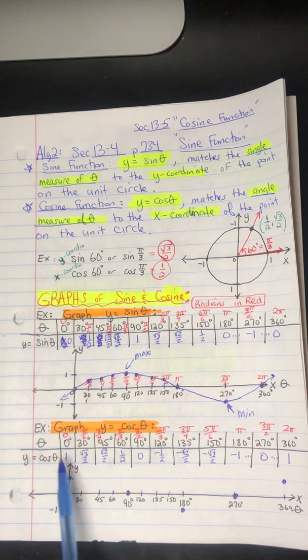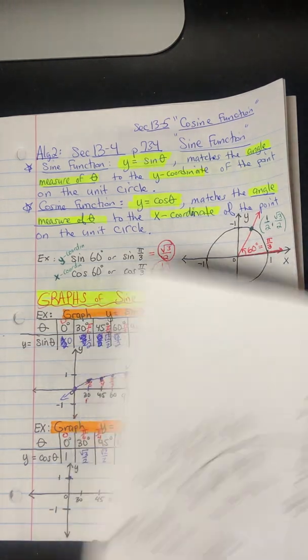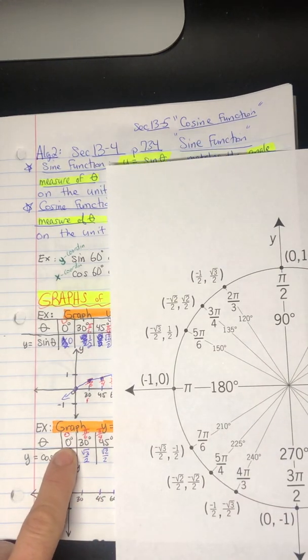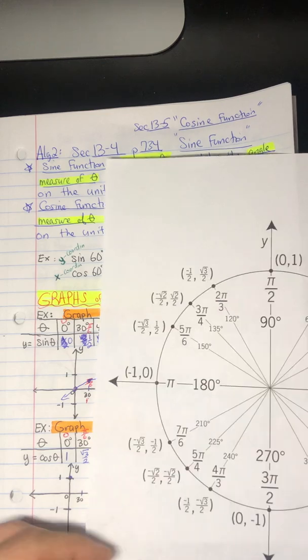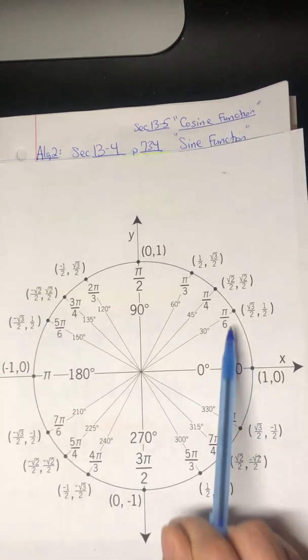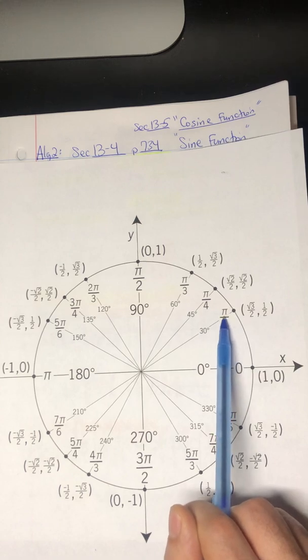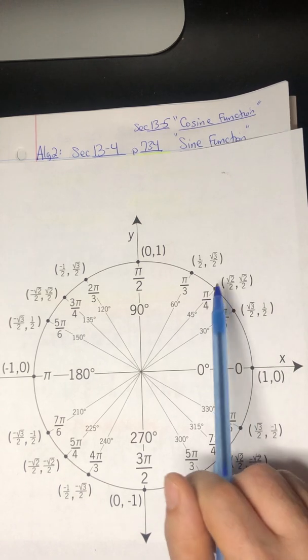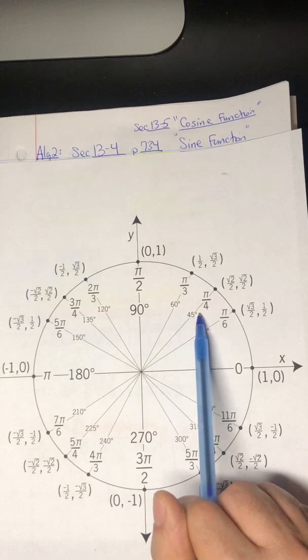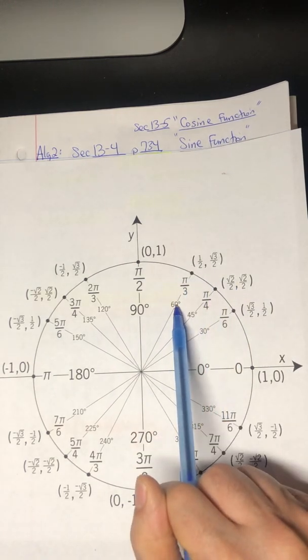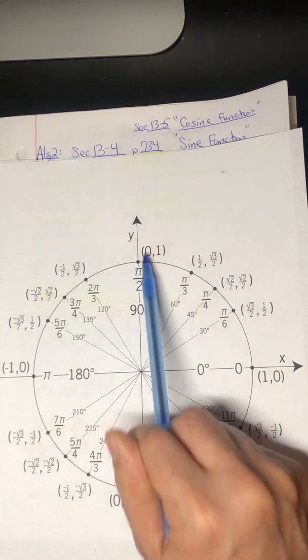Cosine is very similar, but look, if I look at the unit circle and plot these points, the cosine of 0 is 1. It's the x-coordinates now. The cosine of 30 degrees, same as cosine of pi over 6, is square root of 3 over 2. Cosine of pi over 4, or cosine of 45 degrees, is square root of 2 over 2. It's all the x-coordinates. Cosine of 60 degrees is 1/2. Cosine of 90 is 0.